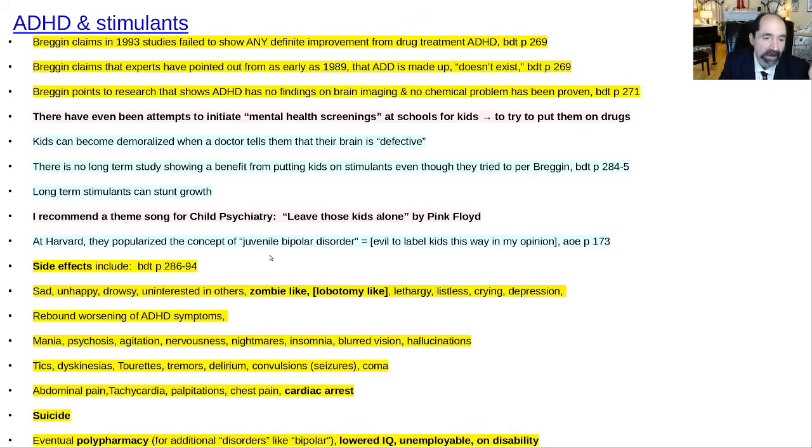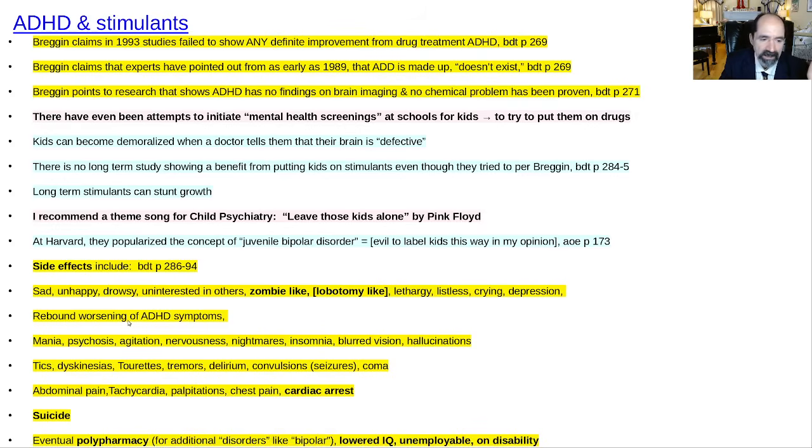This is just some of the side effects. They make the kid sad, unhappy, drowsy, uninterested in others, zombie-like, and as Breggin would say, effects varying based on dosage, but like a lobotomy, okay? You want to do that to a poor kid? The kids can be lethargic, listless, crying. It's going to depend on the dosage, and there's some variability of children's responses. If you try taking them off, they get rebound symptoms once they become addicted, and it's chronic.